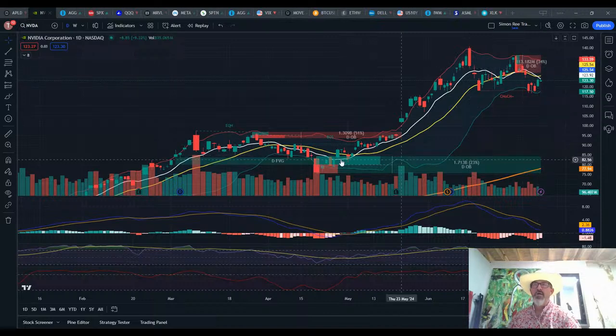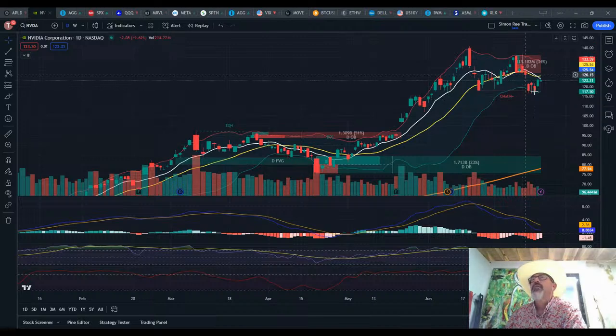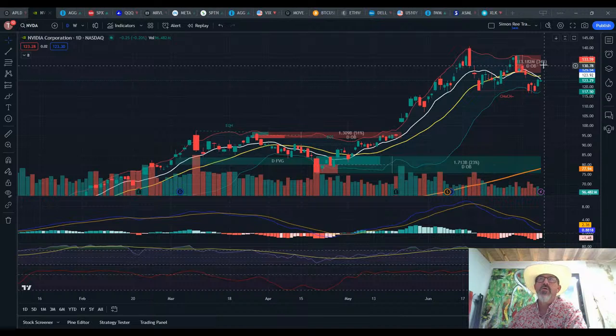This is resistance. Where is support in this case? Well, there's a lot of support down here right around the 200, so right around $77, $80 or so. From my perspective, when I look at this, there is more downside in Nvidia versus upside potential. And the question is, what would drive Nvidia higher?